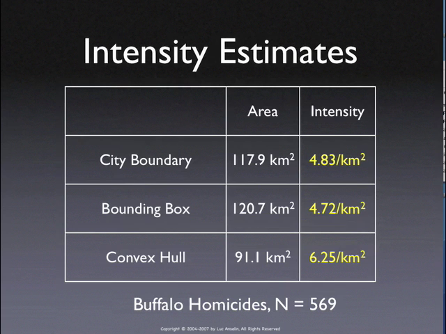So what this suggests is that maybe this intensity, which assumes uniformity throughout, is not a good approximation of what really goes on. And we'll see later on today, we will relax this requirement that the intensity is uniform and allow it to vary by location. And you see then with the bounding box, which is the biggest area, 121 square kilometers, we get 4.7. So the difference between 4.7 and 6.3 is not that big, but it shows you that it does matter.